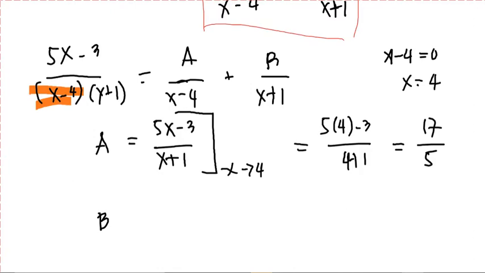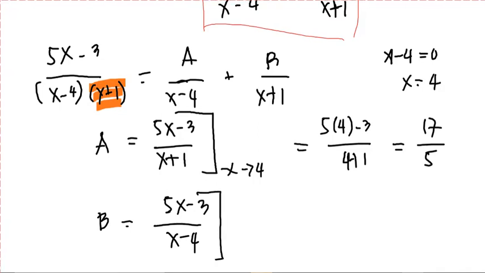So, we are going to use your cover-up method. This time, ang aton nga i-cover is ang denominator sang b which is x plus 1. So, cover na ta ang x plus 1. Ang mabilin sa aton nga equation will be 5x minus 3 all over x minus 4. So, we are going to substitute the value sang aton nga x.